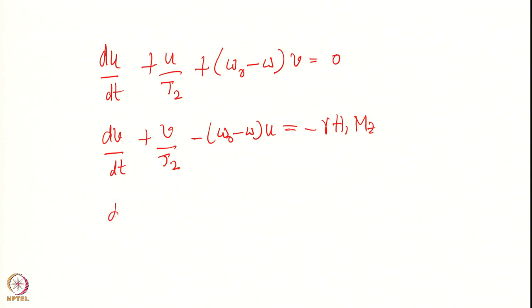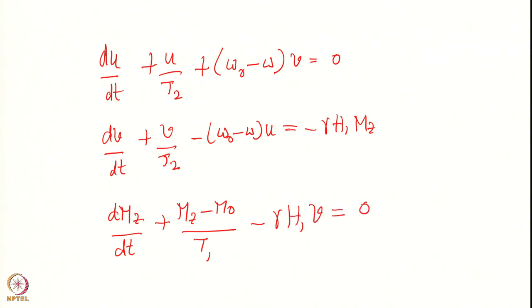And for the Mz, this does not change because this is along the Z axis, it is a constant term. This does not depend upon the rotating frame. dMz/dt plus (Mz minus M0) divided by T1. Now it is dependent on T1. Notice here, minus gamma H1 V is equal to 0. So these are the three Bloch equations in the rotating frame.